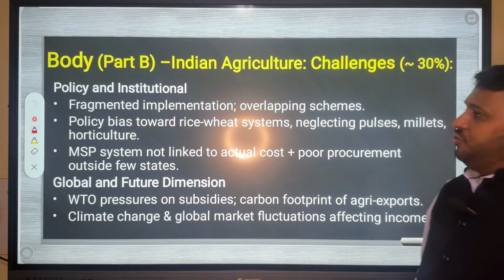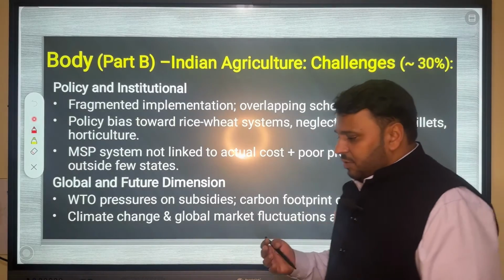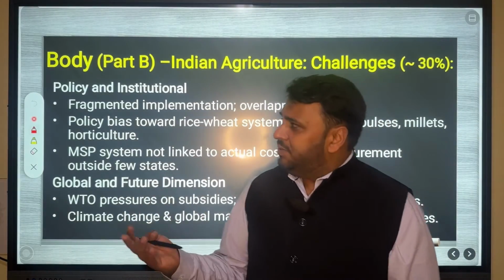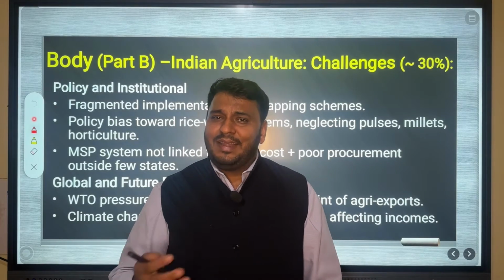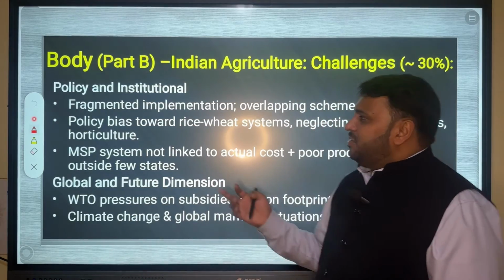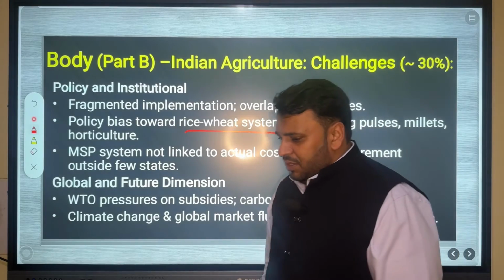Policy and institutional issues: we can mention fragmented implementation and overlapping of schemes. We have many schemes that are overlapping. The implementation of these schemes is slightly fragmented, not holistically implemented. There is policy bias towards the rice and wheat system. This is a very major thing.